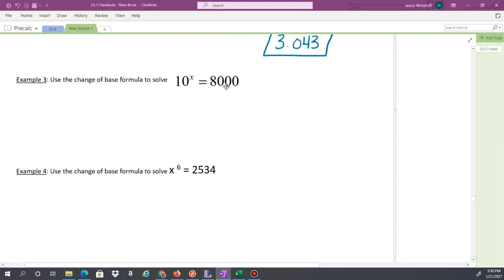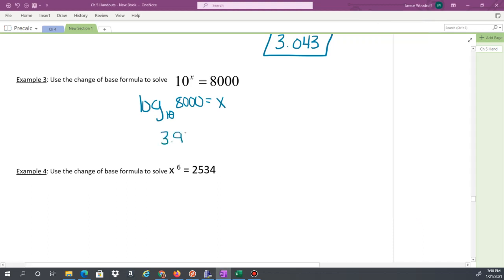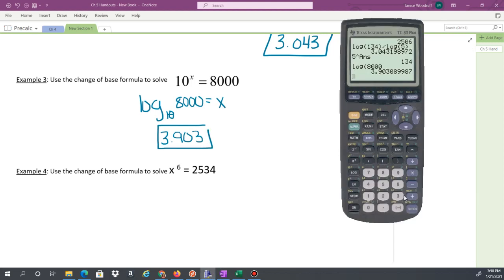Okay, then you have 10 to what power? Same thing, so you would do log. Your base would be 10. Your answer, 8,000, equals your exponent. You don't need the 10 here in your logarithm. You can just do log of 8,000, and that would give you 3.903. And you can go ahead and check that. 10 to the power here, so 10 to the second answer, you get 8,000.